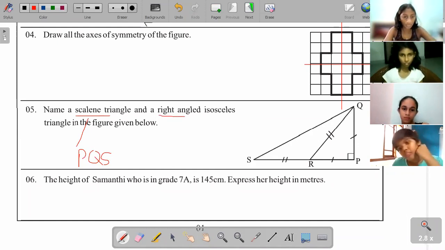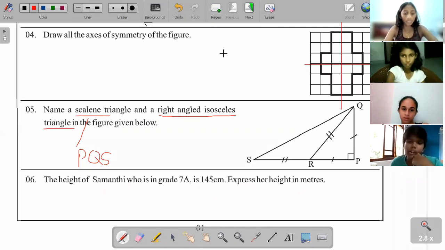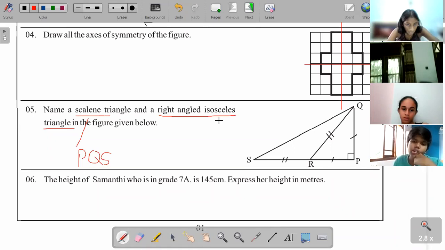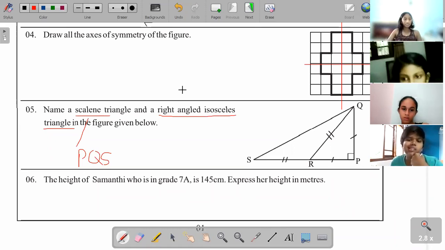Another one, right angled isosceles triangle. Right angle means one interior angle is 90 degrees. Isosceles means two sides are equal. What is the correct triangle?